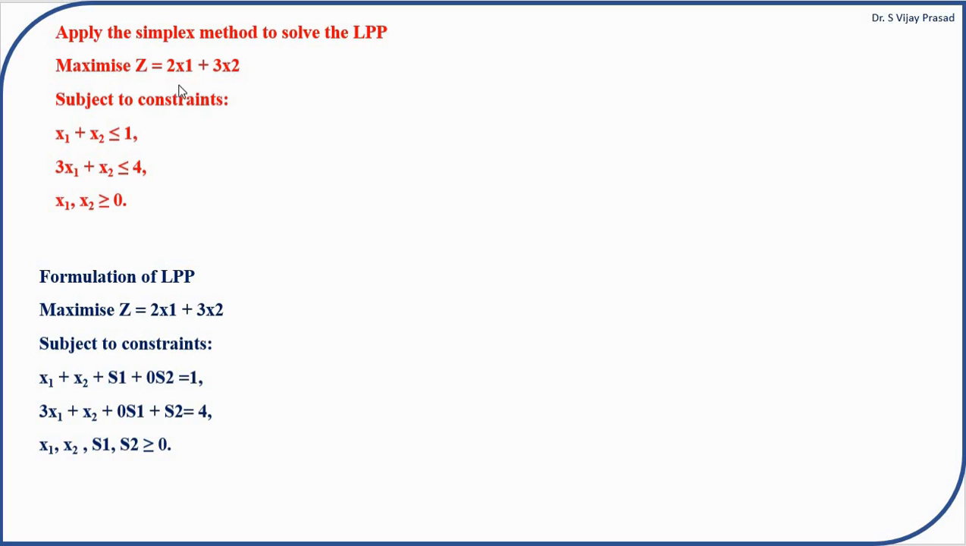Maximize z equal to 2x1 plus 3x2, subject to the constraints x1 plus x2 less than or equal to 1 and 3x1 plus x2 less than or equal to 4. Non-negativity variables: x1, x2 greater than or equal to 0.